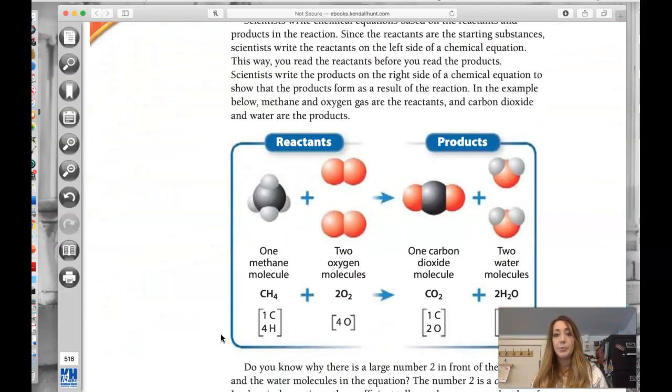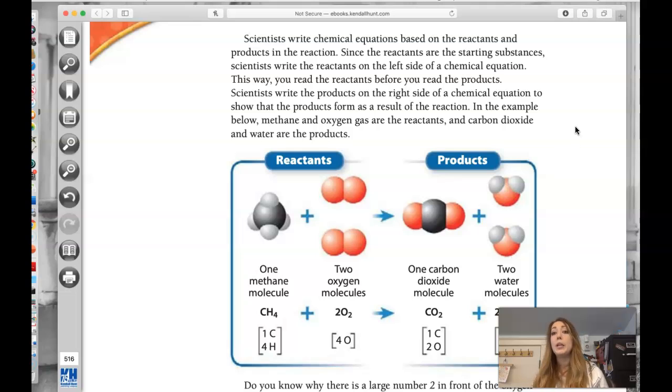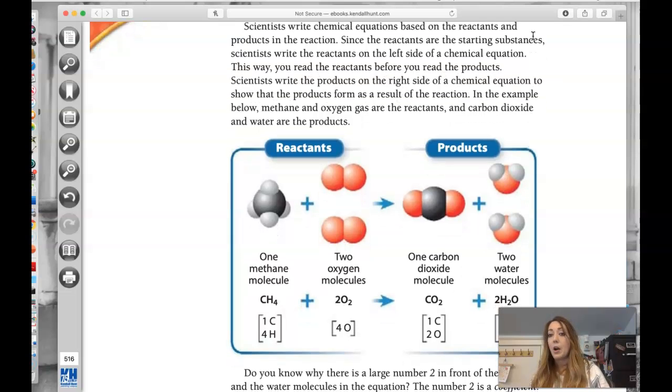Scientists write chemical equations based on the reactants and the products in a reaction. Since the reactants are the starting substances, scientists write the reactants on the left side of the chemical equation. This way, you read the reactants before you read the products. It only makes sense, right guys? I'm going to read what I start with before I read the finish.